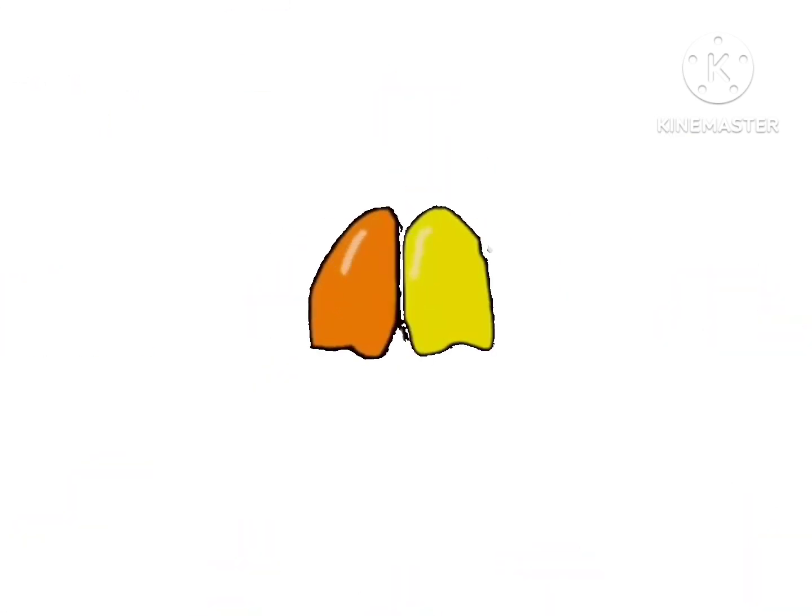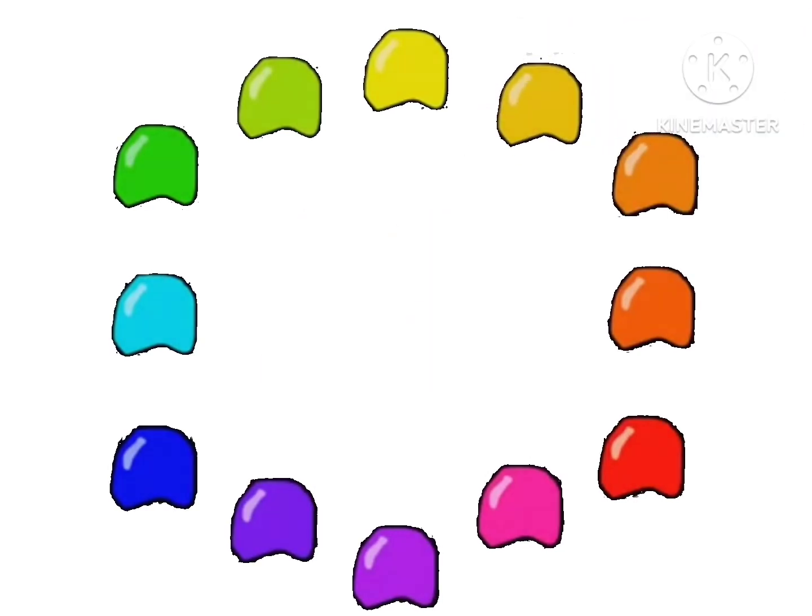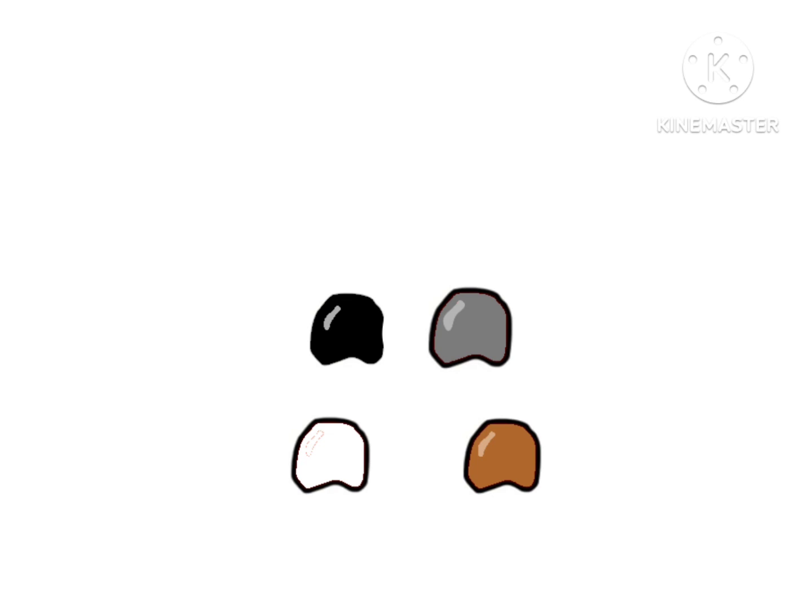Violet, that's 9. Yellow and green make chartreuse. Chartreuse, 10. Red and purple are magenta. Magenta, 11. And last but not least, orange and yellow make marigold. Marigold makes 12.